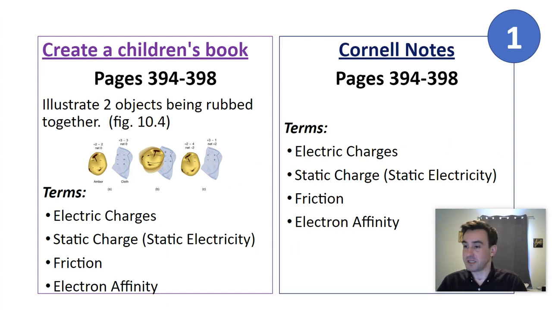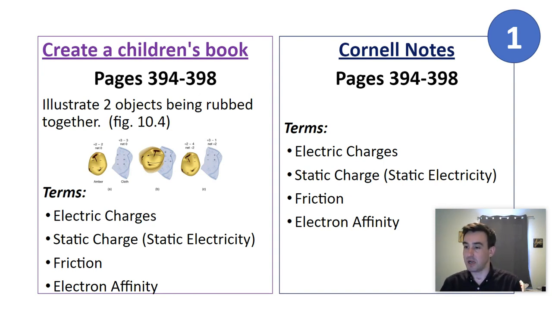So this was the first assignment that I gave you, the Create a Children's Book or Cornell Notes assignment. If you don't know the details of this assignment, there's another YouTube tutorial video that you need to go watch and make sure you've got all the correct information there. For the children's book, your first page should be from pages 394 to 398, and you're illustrating the example of the amber and cloth being rubbed together or any other two objects being rubbed together.